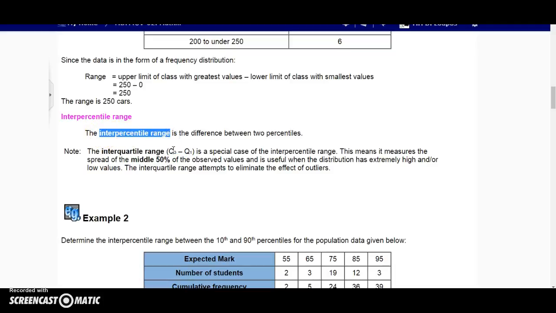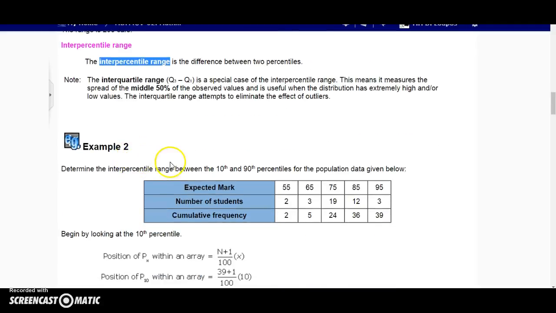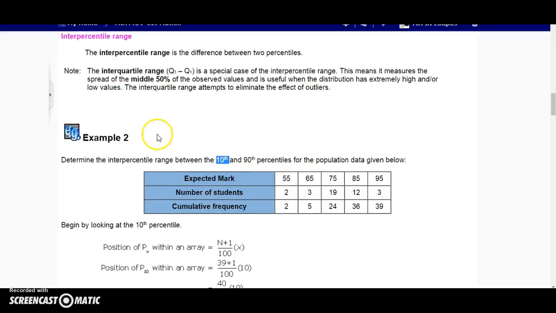It's just you're not necessarily going from the 75th percentile to the 25th percentile. If I want the range between the 10th percentile and the 90th percentile for whatever reason, then I go through the whole thing and figure out what the 90th percentile is and what the 10th percentile is, and I subtract one value from the other to get the range. So that's all interpercentile ranges.